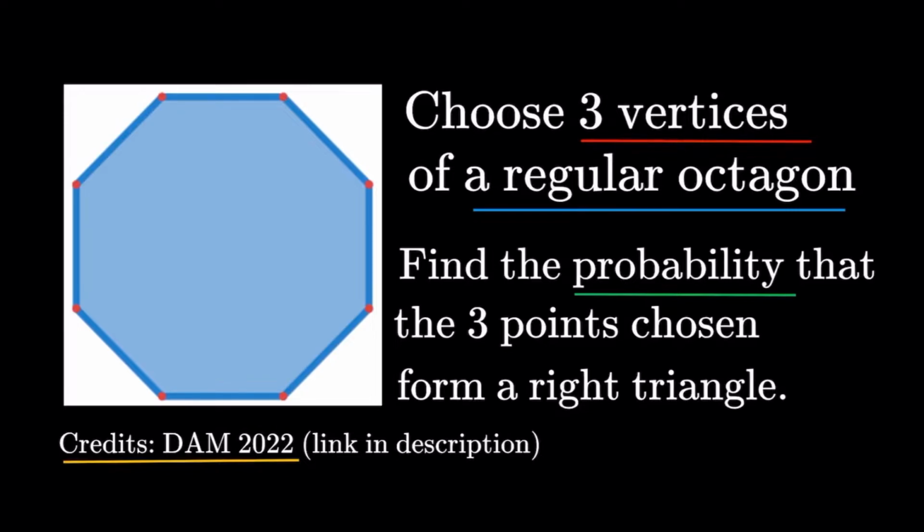Here's an item on geometric probability. Randomly choose 3 vertices of a regular octagon. Find the probability that the 3 points chosen form a right triangle.